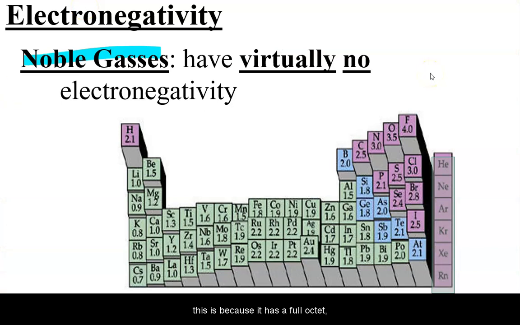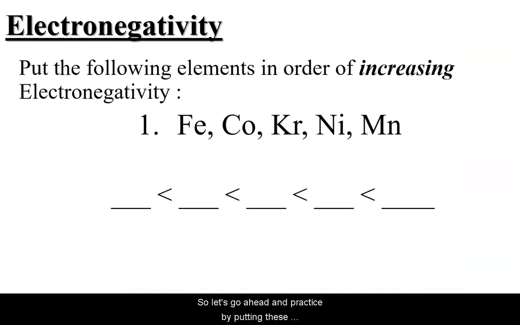Noble gases have virtually no electronegativity. This is because they have a full octet, so they're not looking for any more. It likes being by itself. So let's go ahead and practice by putting these elements in order of increasing electronegativity.